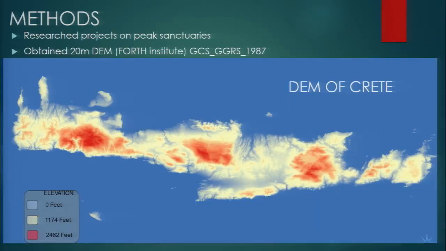And methods. I researched known projects on peak sanctuaries, especially those that utilize GIS as a tool. In order to create these viewsheds, I obtained a 20-meter digital elevation model of Crete from the Foundation for Research and Technology Hellas, or FORTH Institute, on Crete that was on the Greek grid coordinate system GGRS 1987. And I just want to note that 20 meters was the highest resolution that I could find, and they had a 5 meter one, but it completely cut out about all of this part of the land, so I couldn't use that.